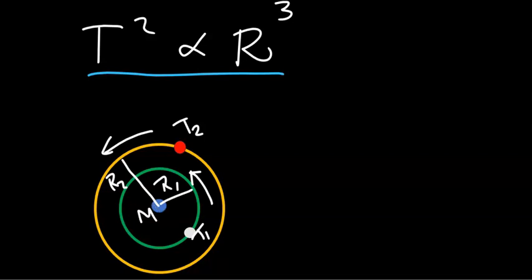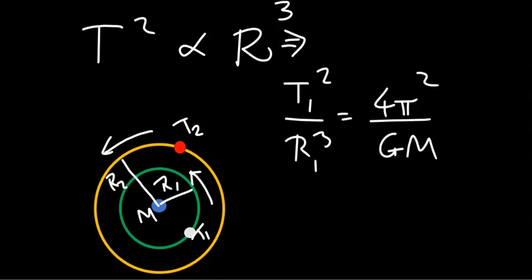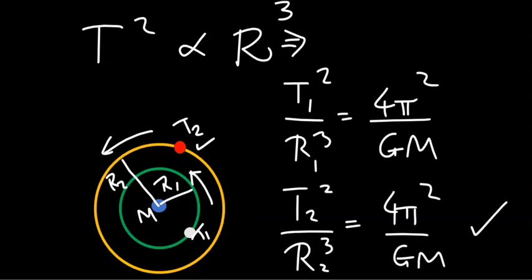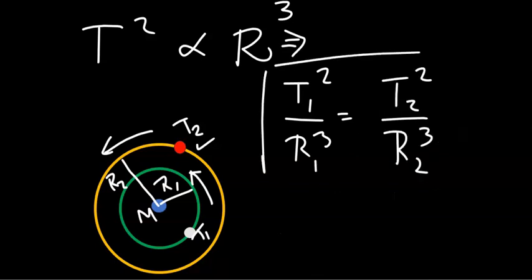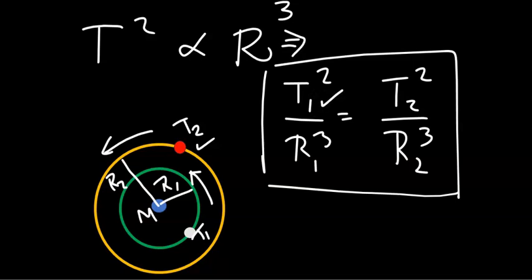Since they are orbiting around a common central object, this proportionality applies for the white planet, and likewise this equation for the red planet. We see that since they orbit around the common object, the right hand side of these two equations are the same, so we can equate the left hand sides to each other, giving us this important result. So if we know, let's say, the orbital period of the white planet, and we know its orbit radius, and we know the orbit radius of the red planet, we can figure out the orbital period of the red planet from this equation.